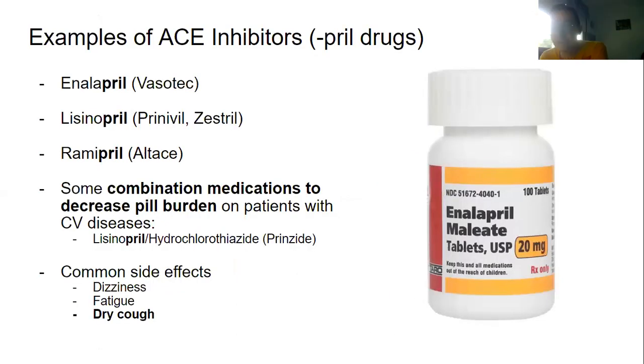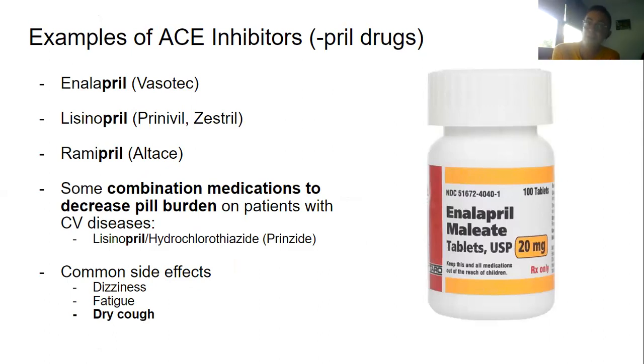Now, ACE inhibitors are easy to remember because they all end in the suffix pril. So P-R-I-L, they are your pril drugs. Enalapril, lisinopril, ramipril, otherwise known as Vasotec, Prinivil or Zestril, and Altace. Those are all ACE inhibitors that are in your top 200 drugs.